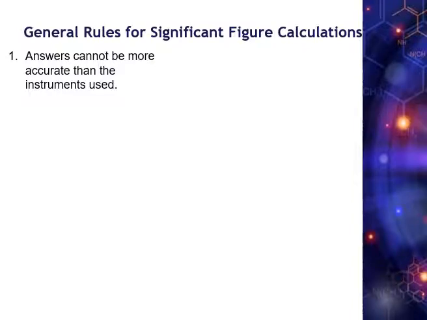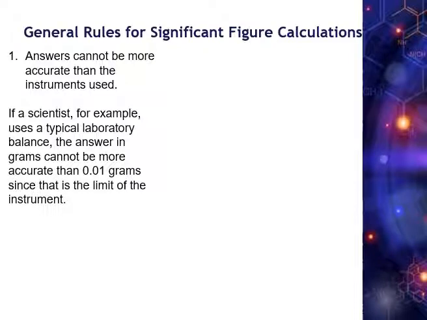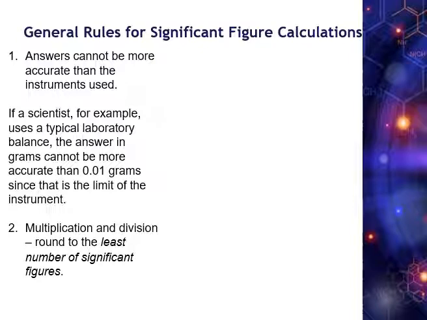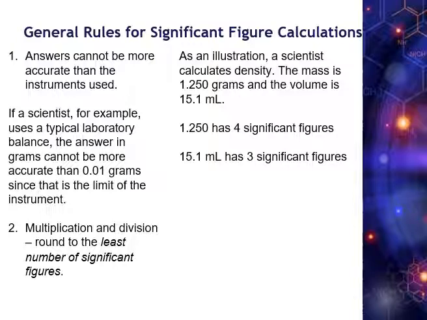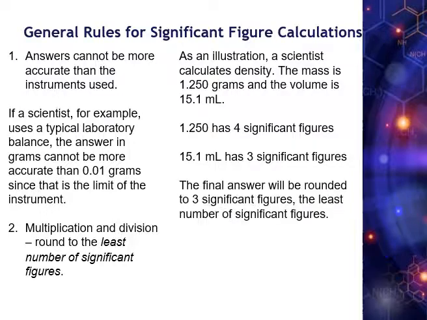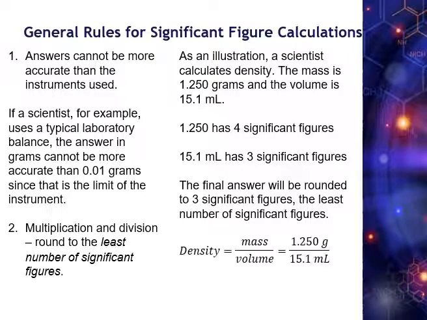Answers cannot be more accurate than the instrument used. If a scientist, for example, uses a typical laboratory balance, the answer in grams cannot be more accurate than 0.01 grams since that is the limit of the instrument. In multiplication and division, round to the least number of significant figures. As an illustration, a scientist calculates density. The mass is 1.250 grams and the volume is 15.1 milliliters. 1.250 has 4 significant figures. 15.1 has 3 significant figures. The final answer will be rounded to 3 significant figures, the least number of significant figures.